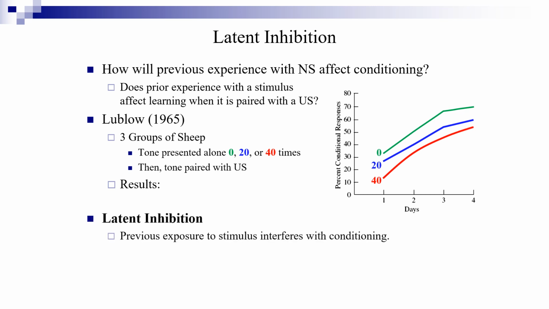So what we see in this case is that previous exposure to a stimulus interfered with conditioning. The sheep that were exposed to the tone 20 and 40 times before it was actually paired with food, that affected its predictive ability of the food when it was paired later on with food. This is why we say in general novel stimuli, or new stimuli, are most easily conditioned.